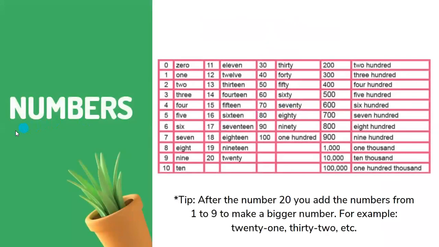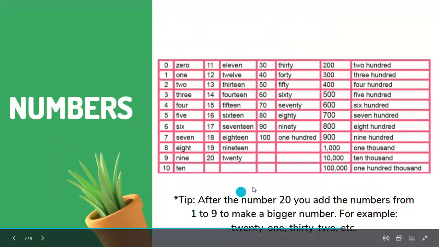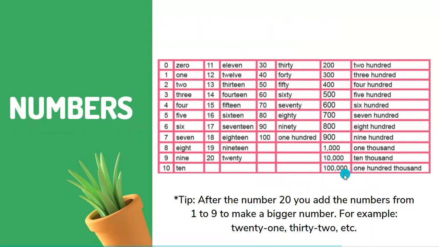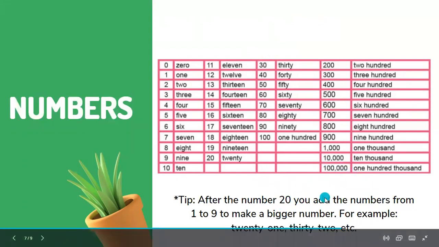So let's start with numbers. Here we have a box, a graph, where you have several numbers and their name in English. For example, we have 100, 200, 300, 1,000, 10,000, 100,000. We could have a million too. And I have a tip for you, which consists of after the number 20, you add the numbers from 1 to 9 to make a bigger number. For example, 21, 32, 43, etc.